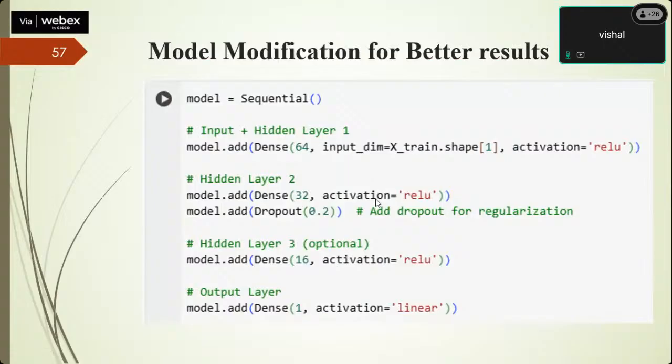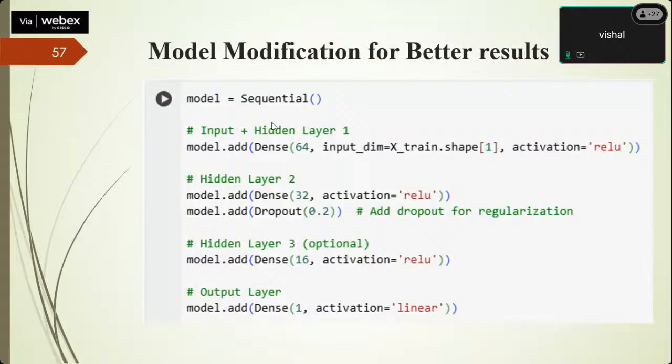For better results, because in the end we want to use this model for further evaluation, we have to modify the model in such a way that the R square value should be more than 80% or more than 85%. Better to be 90%, but it should be more than 85%. For that, first we can modify our model by making changes in the model structure.